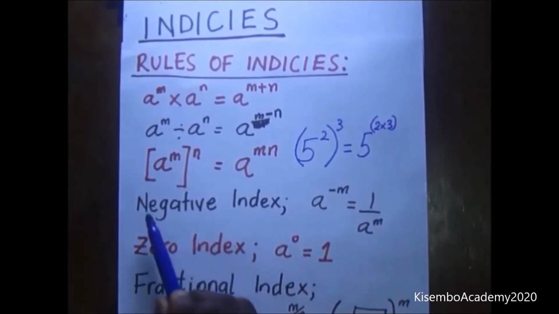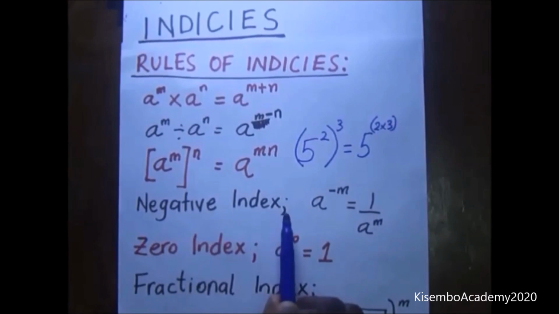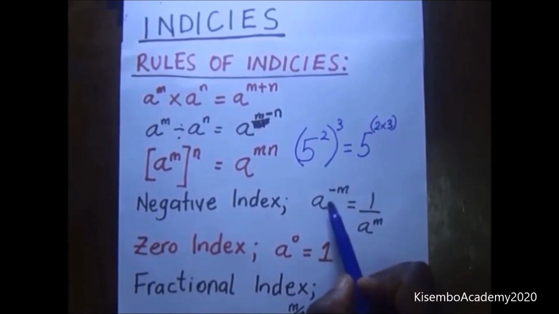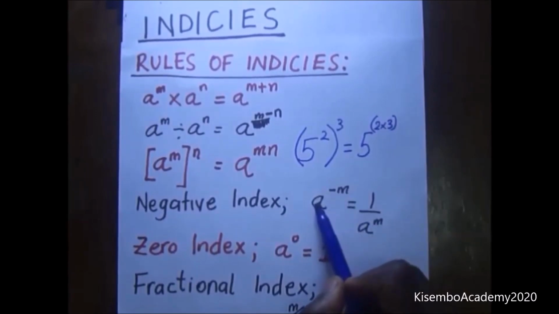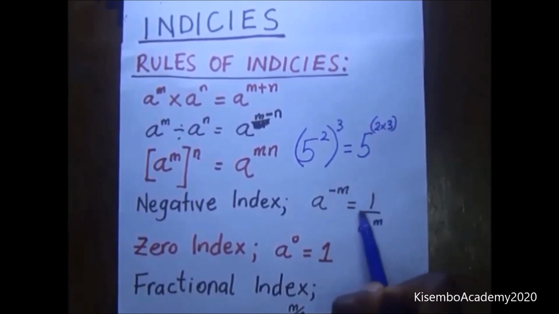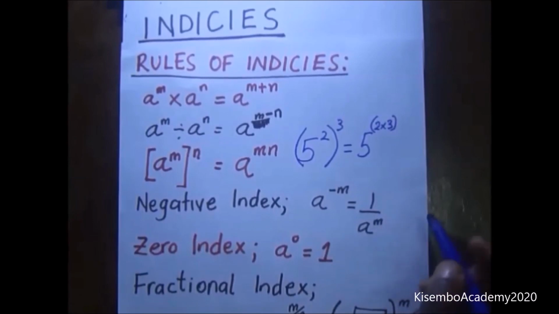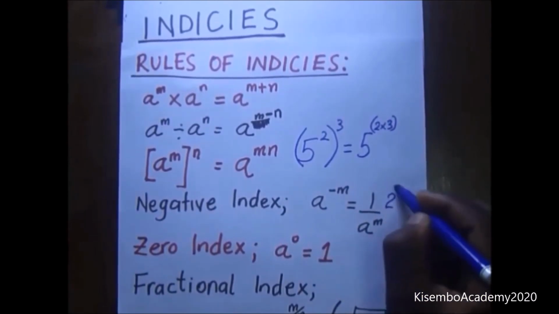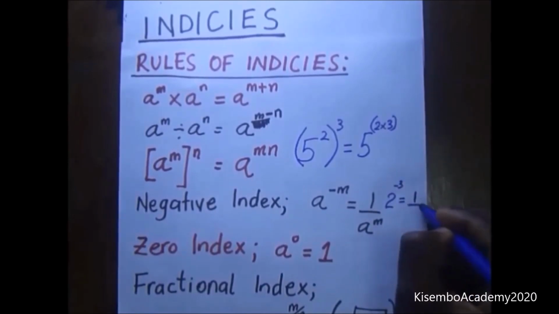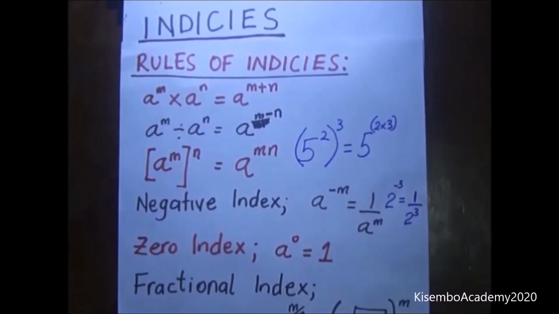So now we have the negative index. The negative index is when you have a number to the power of a negative term. This is the same as saying 1 over a to the power of that power. For example, 2 to the power negative 3 is the same as saying 1 over 2 to the power 3. As simple as that.